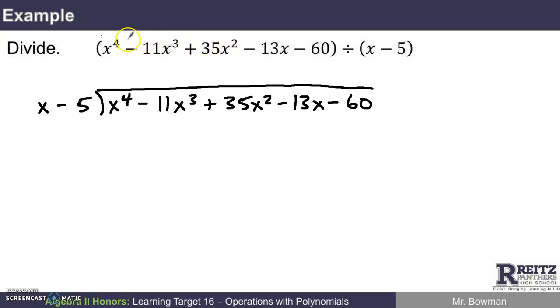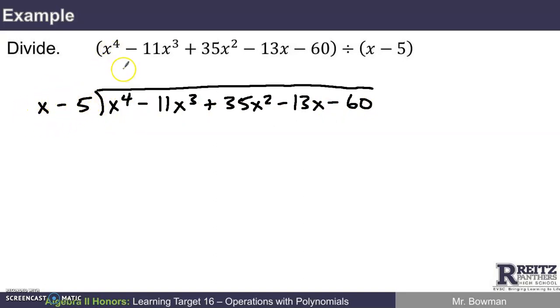So we'll model one for you here. What we want to find is the quotient of these two polynomials. We want to divide x to the fourth minus 11x cubed plus 35x squared minus 13x minus 60 by the binomial x minus 5. So I've set it up much like you would a long division problem that you learned many years ago. The quotient will be found by taking the dividend, the polynomial that we're dividing into, and dividing it by the divisor.